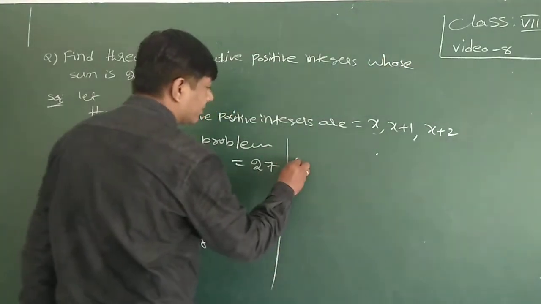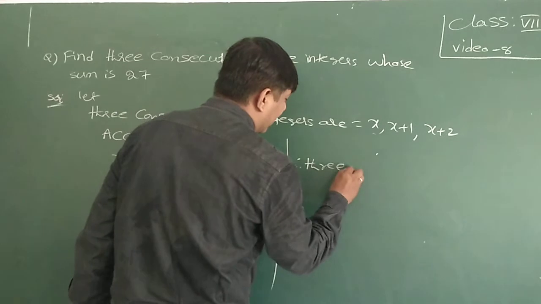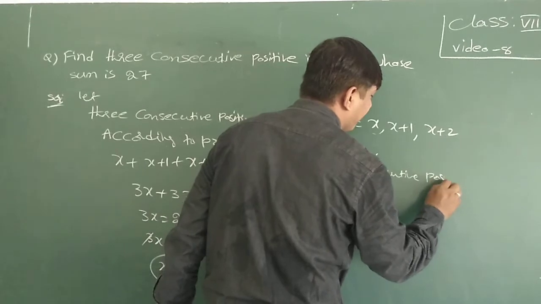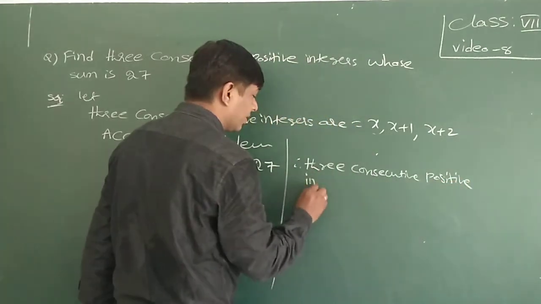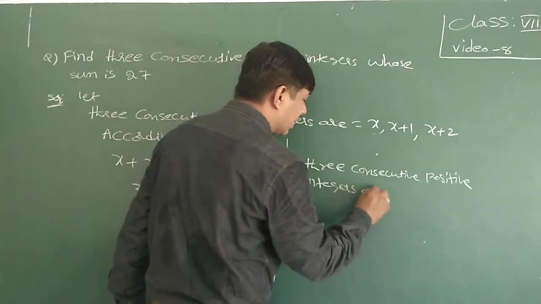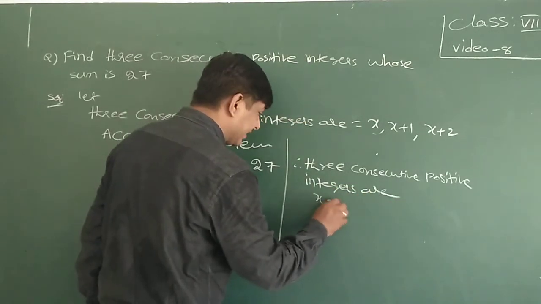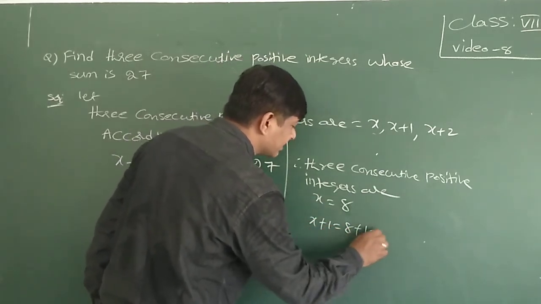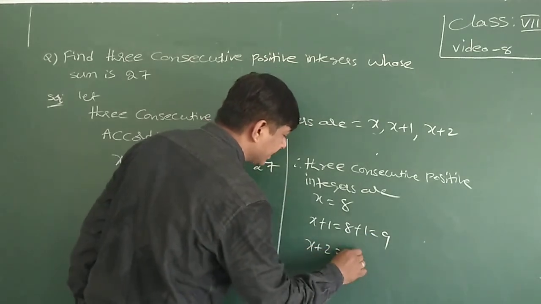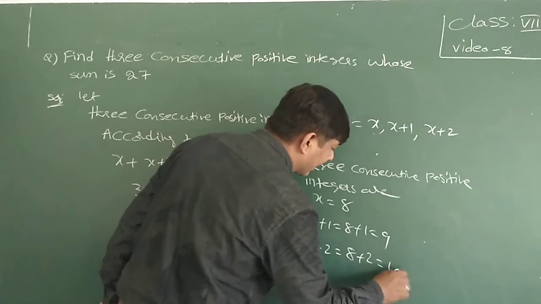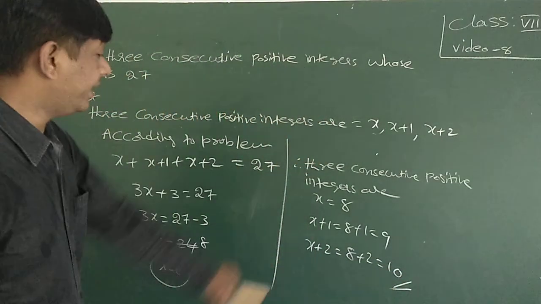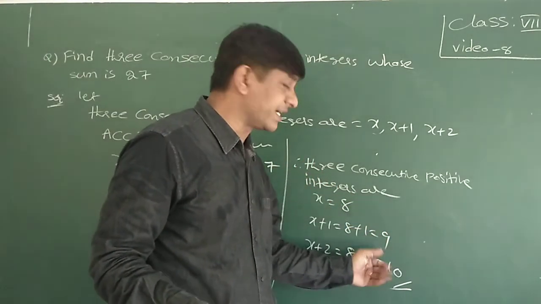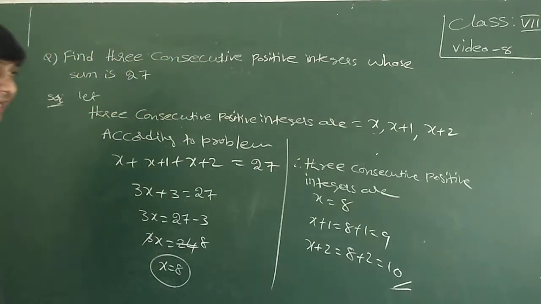So the three consecutive positive integers are x is equal to 8, x plus 1 is 8 plus 1 which is 9, and x plus 2 is 8 plus 2 which is 10. These are the three consecutive positive integers. Check: 8 plus 9 is 17, plus 10 is 27. Am I clear? Please write down.